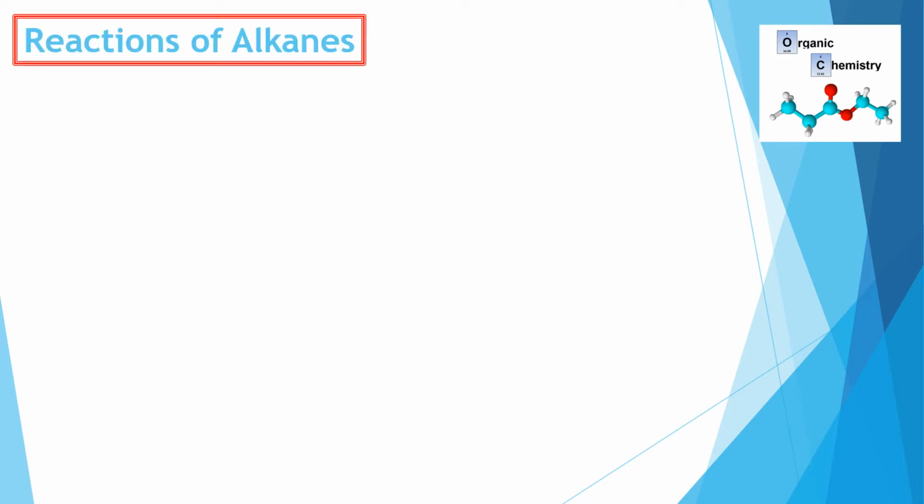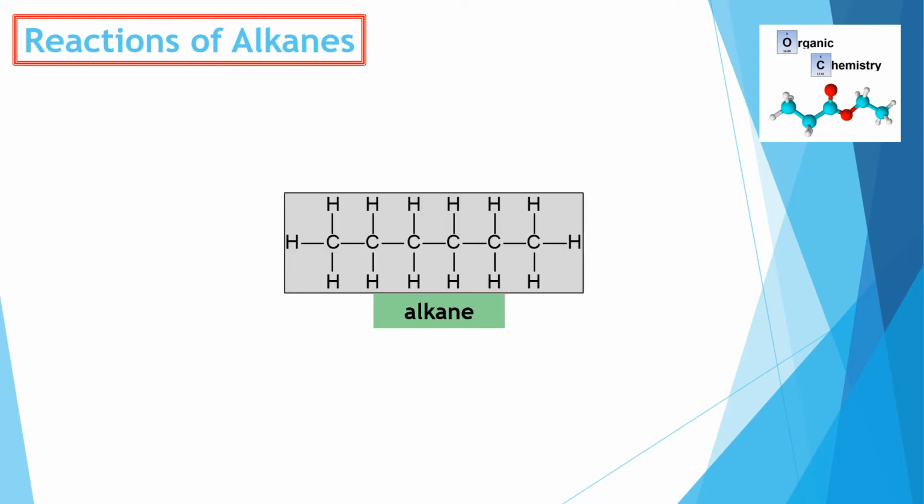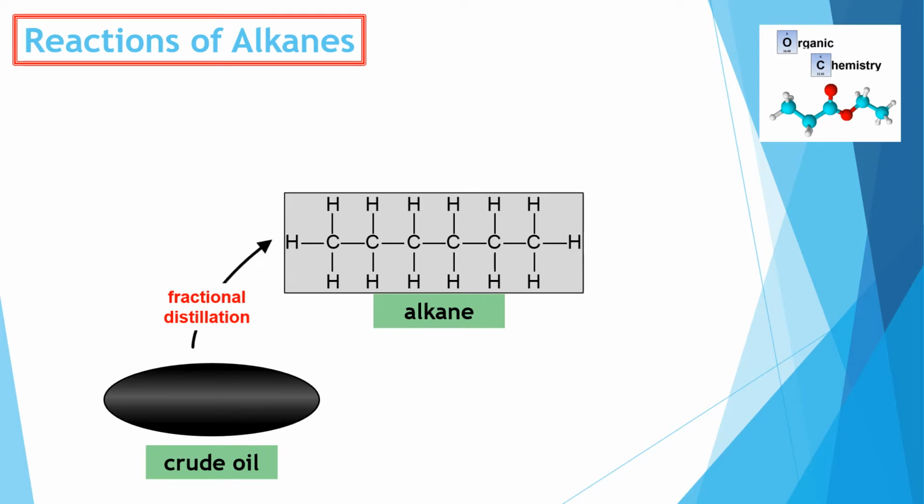Right, let's have a look at the reactions of alkanes. So what I've done here is I'm going to draw a wee map for a start of the general reactions that alkanes undergo. And actually the first thing I'm going to show here is that crude oil, that's the oil that you pump out of the ground, actually contains a lot of alkanes. And they can be separated by a process called fractional distillation.